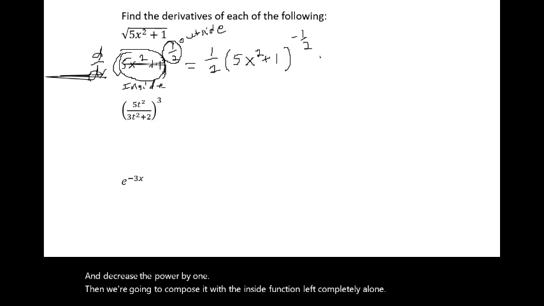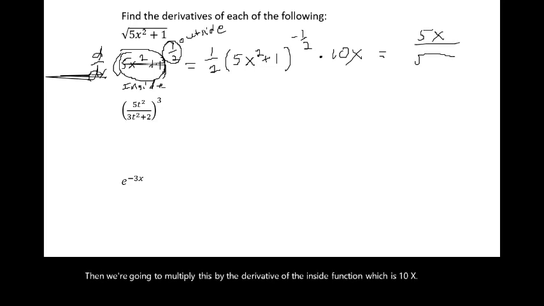Then we're going to multiply this by the derivative of the inside function, which is 10x. And then if you want to, half of 10 is 5, so you can write this as 5x over the square root of 5x squared plus 1 if you want to. You don't need to simplify any more than that.